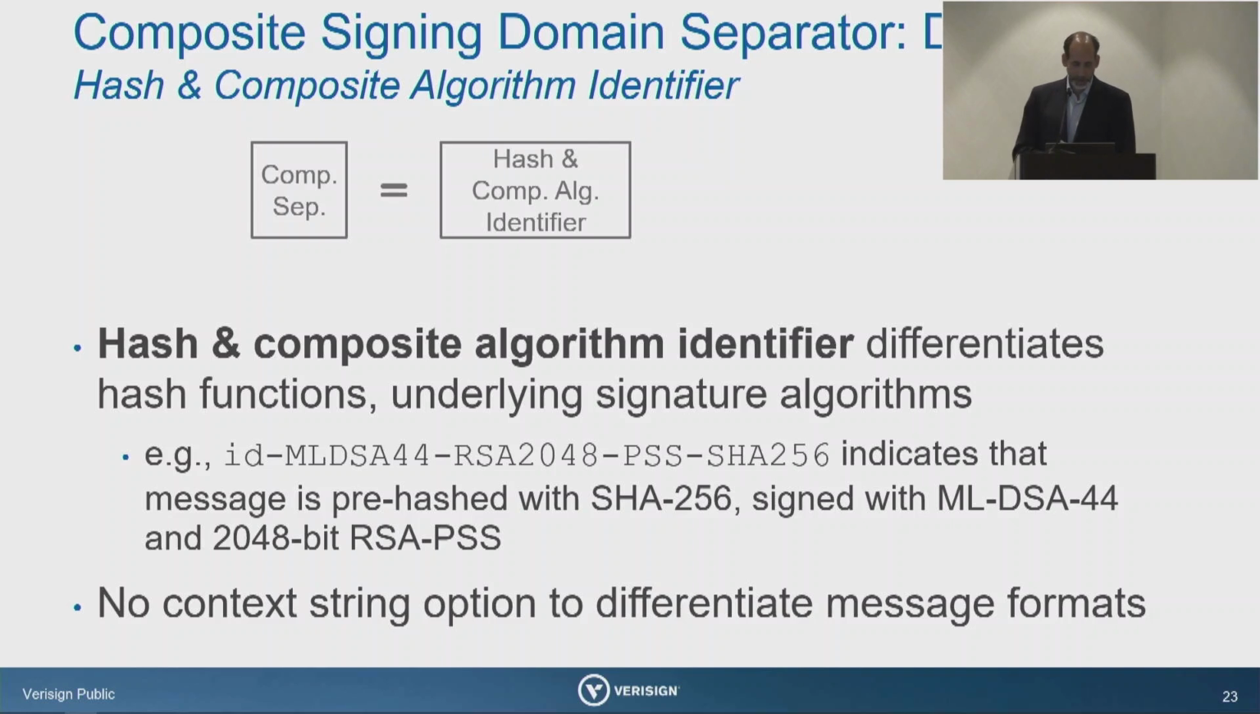Just to give you an example from the document, the current composite separator that prepends the hash is an identifier for the combination of the hash function and the two algorithms. So it might be this ID: MLDSA44 RSA 2048 PSS SHA-256. And if you can read all of that, you belong at this conference. So that's the kind of thing we talk about, that's the maturing of the state of the art and so on.